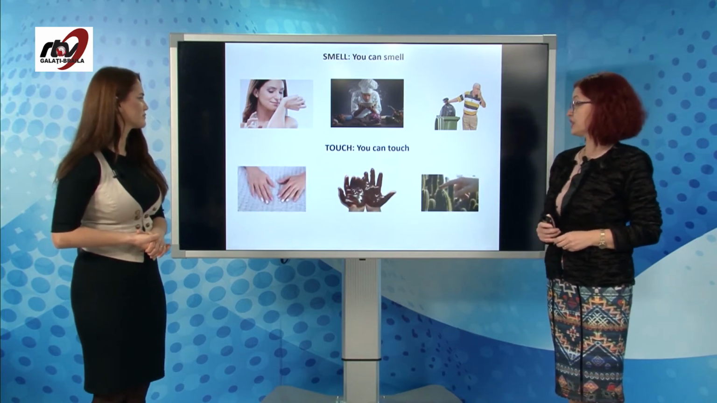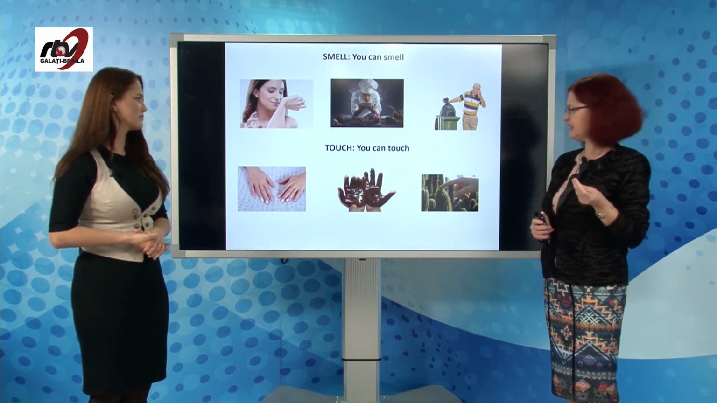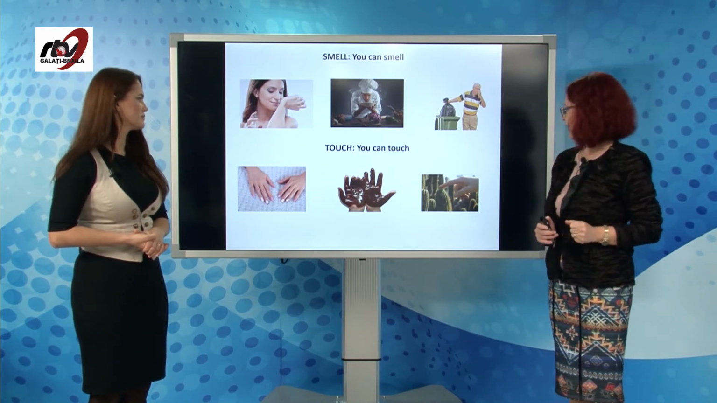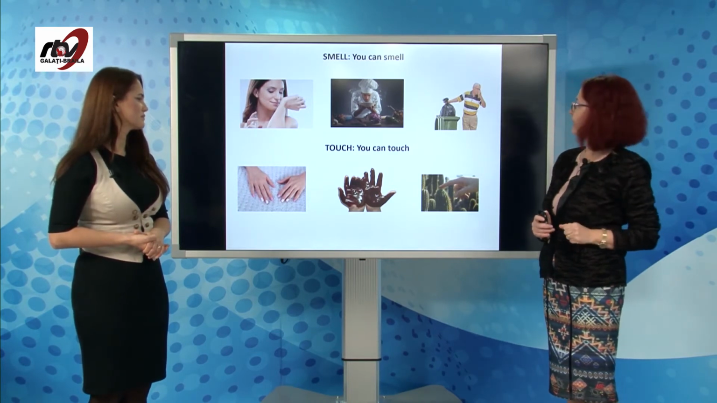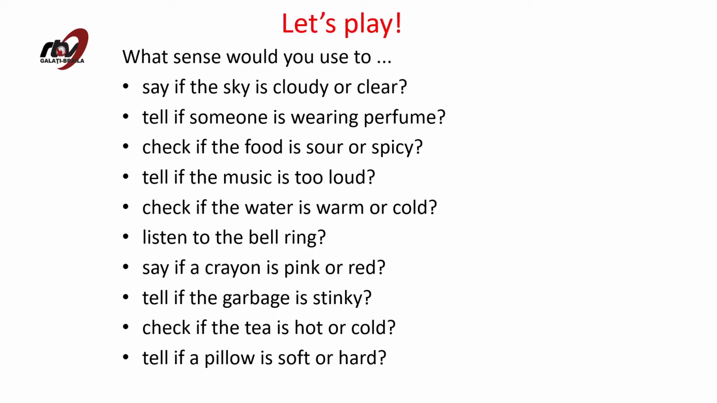We can touch something soft like wool, something sticky like glue or chocolate syrup, and something that's very sharp like a cactus. Let's play a bit more. What sense do you need to use to do all of these actions?